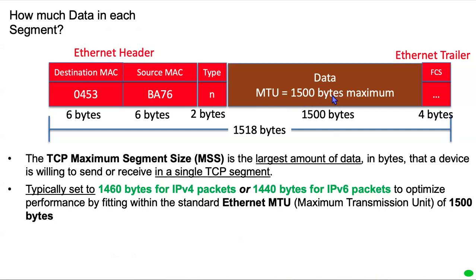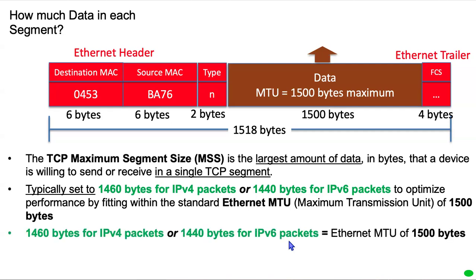1,460 bytes for IPv4 packets or 1,440 bytes for IPv6 packets. How did it get that? Well, the standard Ethernet maximum transmission unit for the amount of data that can be put in an Ethernet frame is 1,500 bytes. Let's take a look at that a little bit more closely.